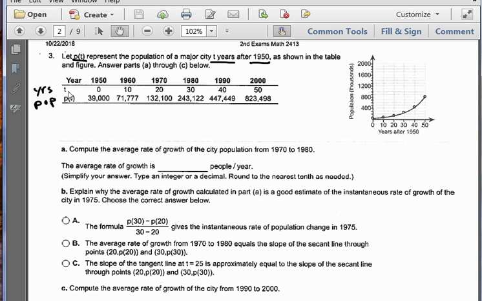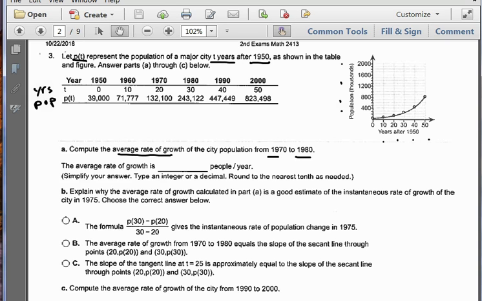So just to be clear, the independent variable t is years, and the dependent variable P is the population. We can see the graph over here, 10, 20, 30, 40, 50, and clearly it's going up. So part A asks, compute the average rate of growth of the city population from 1970 to 1980.